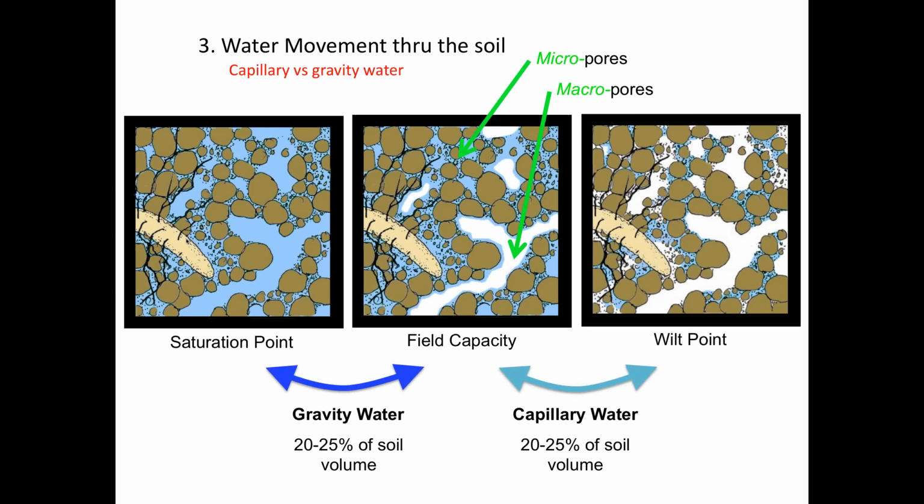and less macropores. In a good soil, typically 20 to 25% of that soil volume is gravity water or macropores, and about 20 to 25% is capillary water held in the micropores. And it's only the capillary water that's doing us any good in this system. So we need capillary water, but if we get rid of the gravity water, it also doesn't do us any good because we never release that water out.